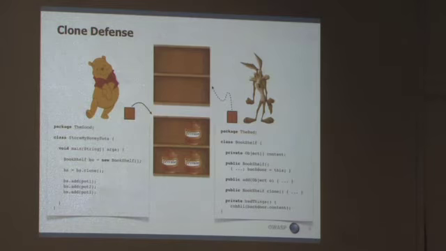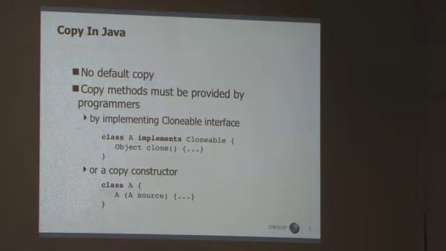Again, cloning is simple in an IKEA world, but when we get into Java, the problem is that there's no default way of copying these objects. And actually, copy methods must be provided by the programmers. So you can do this in several ways.